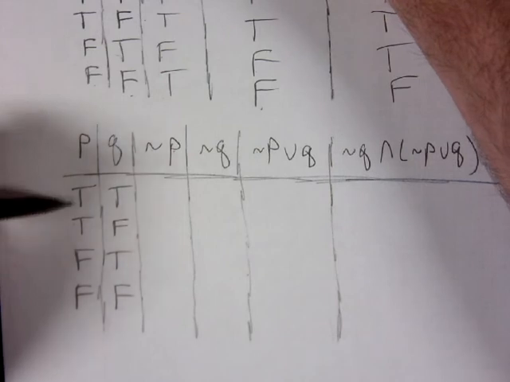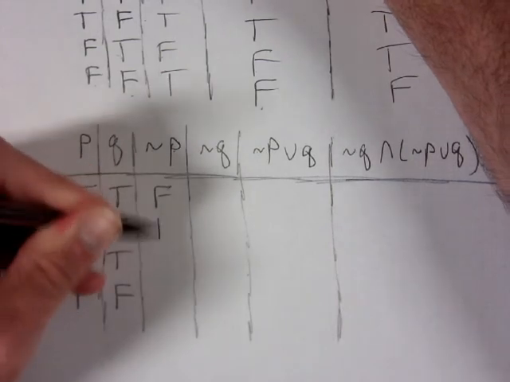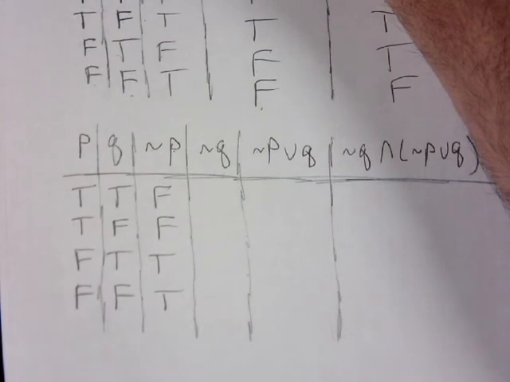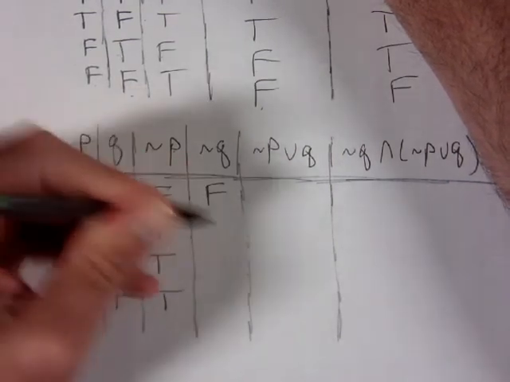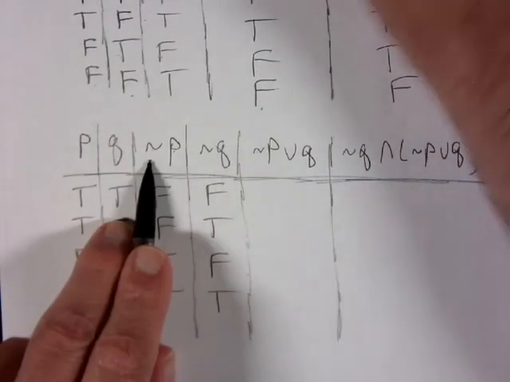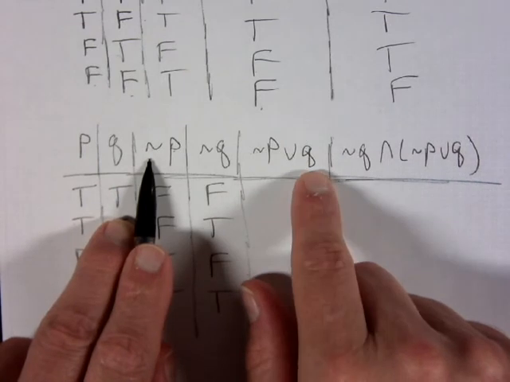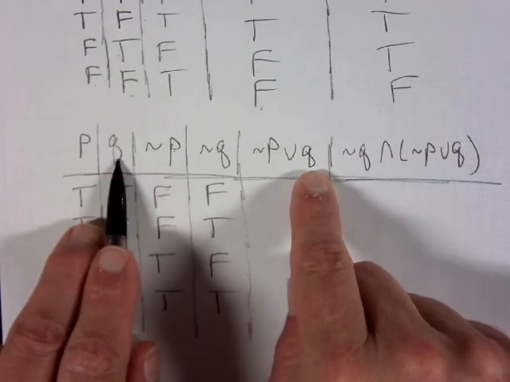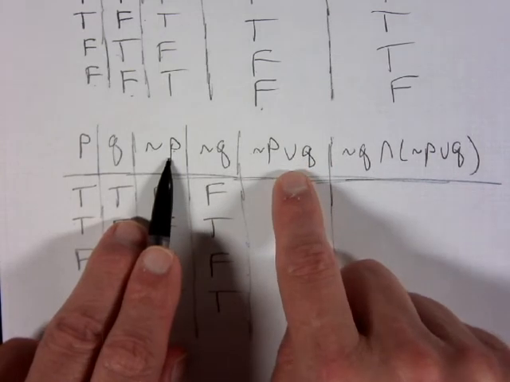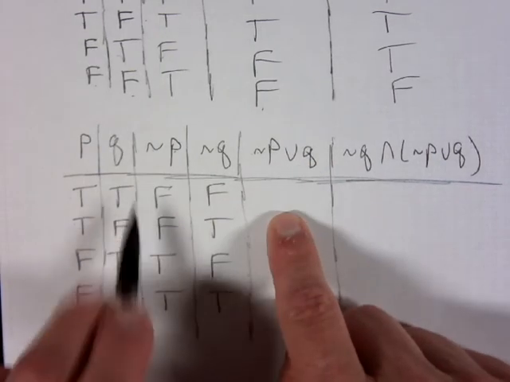Again, we're starting out with all the combinations. Let's do not P, so that'll change to false, false, true, true. Let's do not Q: false, true, false, true. Now we've got not P, the third column, or Q, the second column. So I'm using column 2 and column 3 with or to fill out column 5. So I'm using these two now.